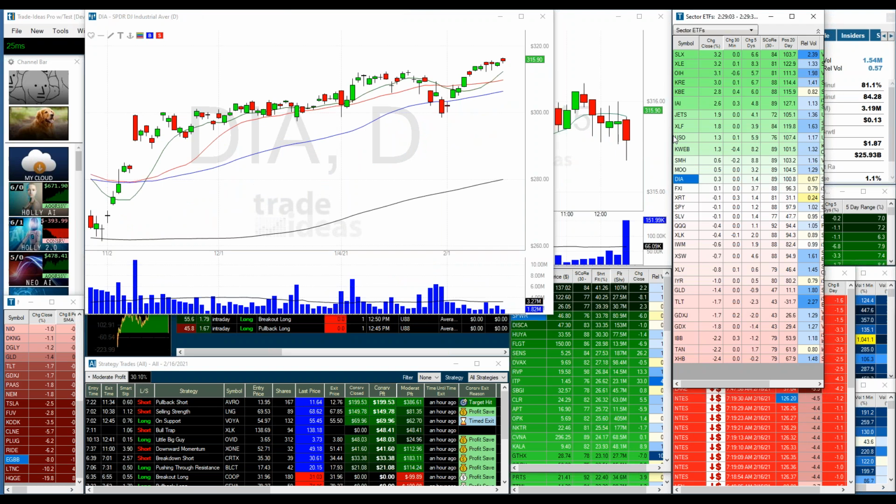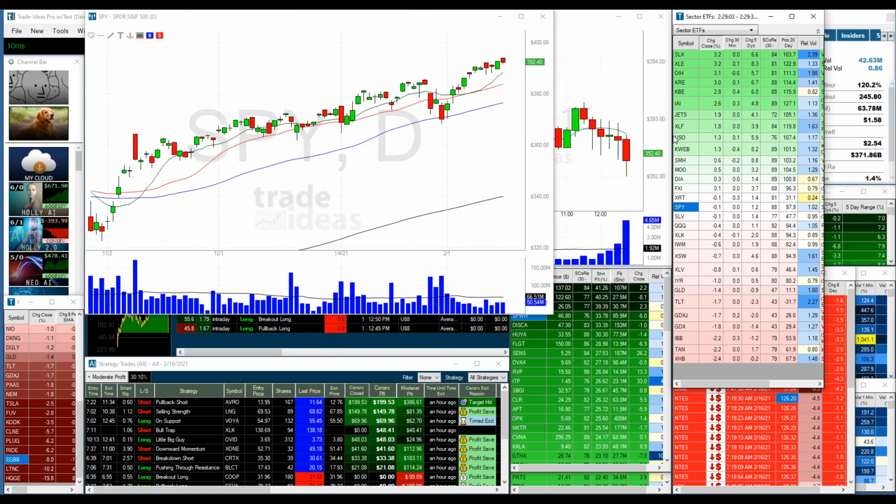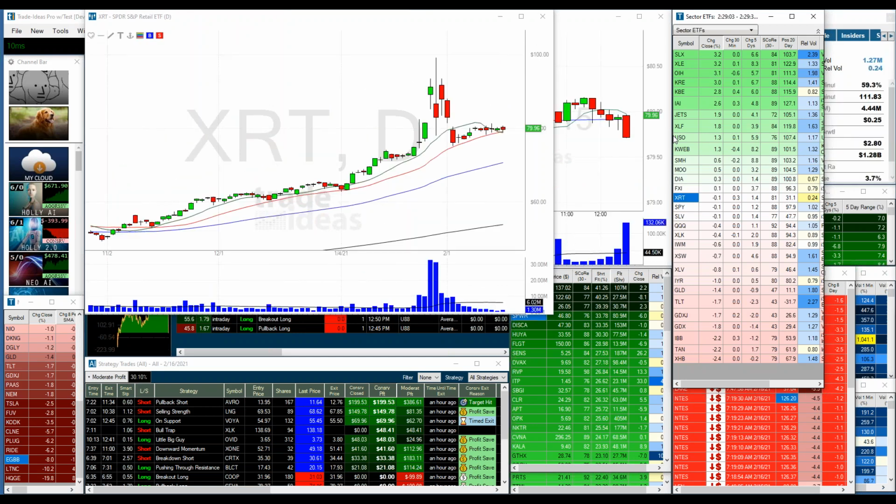All right. Nice sideways action in the Dow too. I just don't see a case for it not moving or grinding higher. That's XRT. XRT got totally blown out of proportion because of the GameStop thing. GameStop was a ridiculous component of that ETF, so it blew it up.